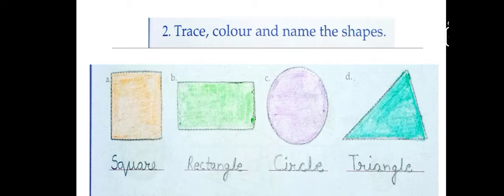Number C shape is circle. First of all, we will complete the shape. Next step, we will color the shape. And last step is we will write the name, the spelling. And the spelling is CIRCLE. Once again, CIRCLE.